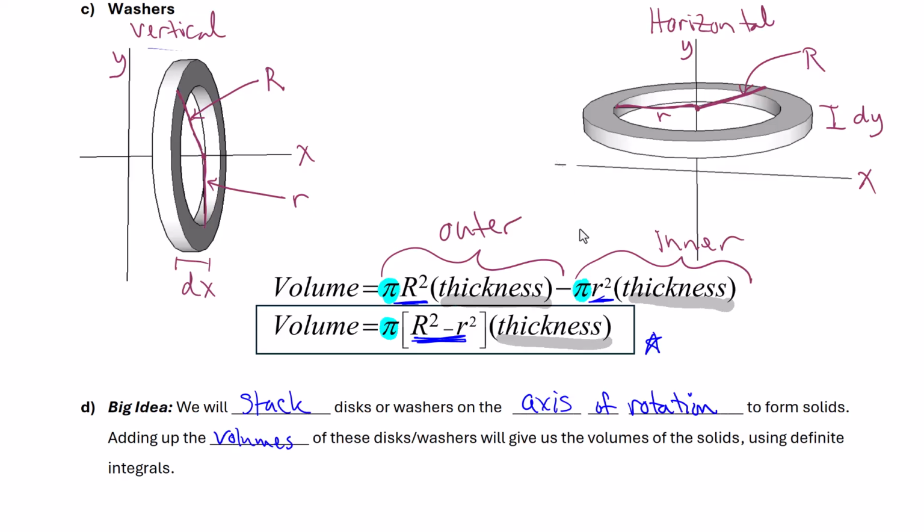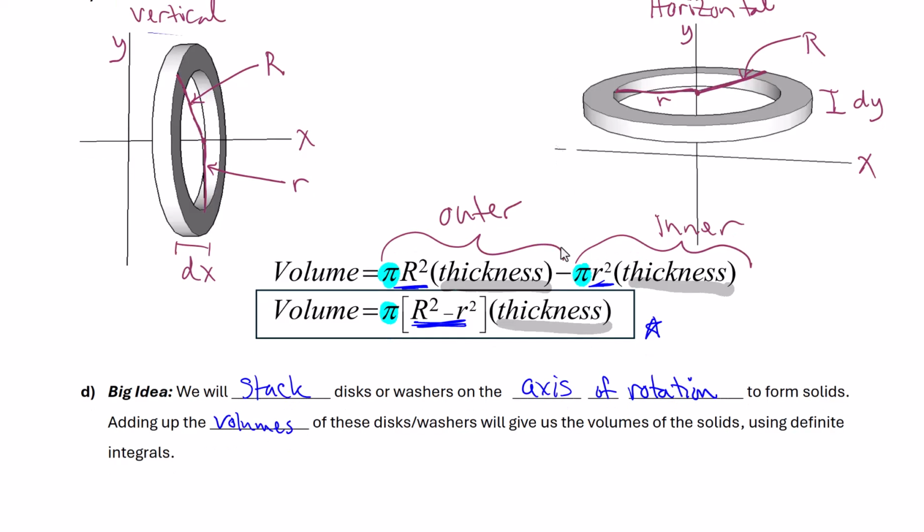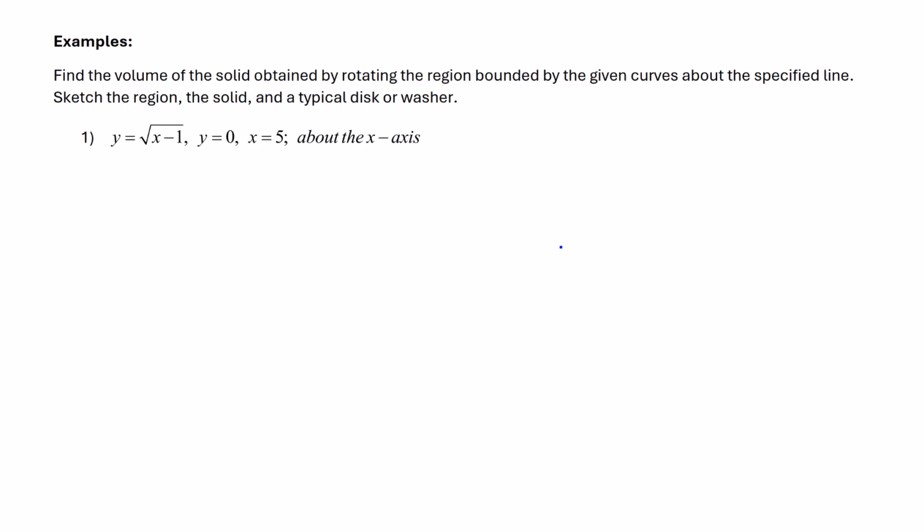Let's now take a look at a few examples of how we can use this to find some actual values. The first of them is this. It says find the volume of the solid obtained by rotating the region bounded by the given curves about the specified line. Sketch the region, the solid, and a typical disk or washer. All right, and what's provided for this first problem is the following. We have the equation y equals the square root of x minus 1, then we have y equals 0, and then we have x equals 5, and then this is rotated about the x-axis.